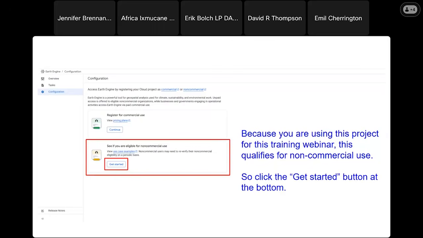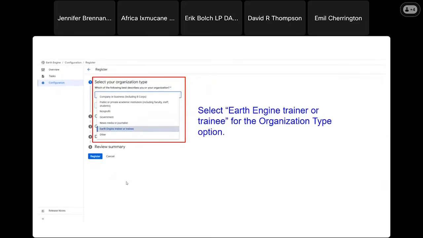That said, after you've registered your project, you will come up with a prompt that asks you either to register for commercial use or see if you're eligible for non-commercial use. Because we're doing this training webinar that qualifies for non-commercial use, we're going to want to hit that get started button at the bottom.